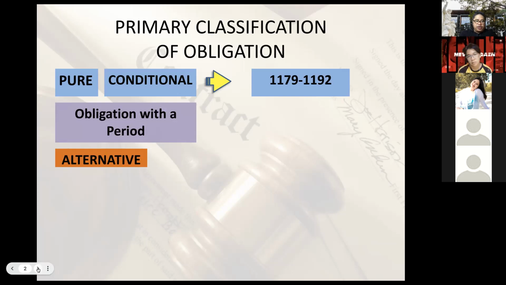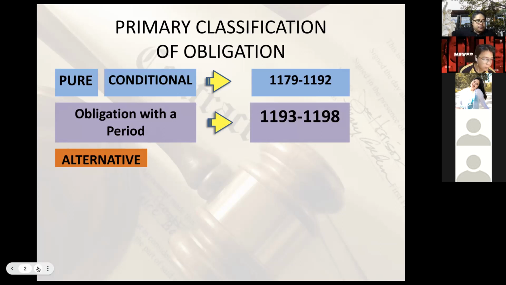Then we have obligation with a period, meaning it is made in accordance with a particular set of time or happening, or even just a manner of certainty. Okay, a period is one which necessarily would come.